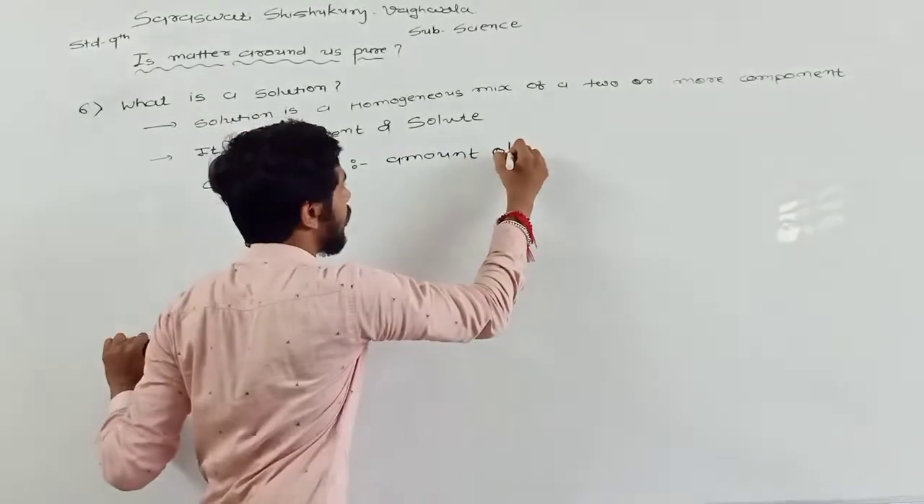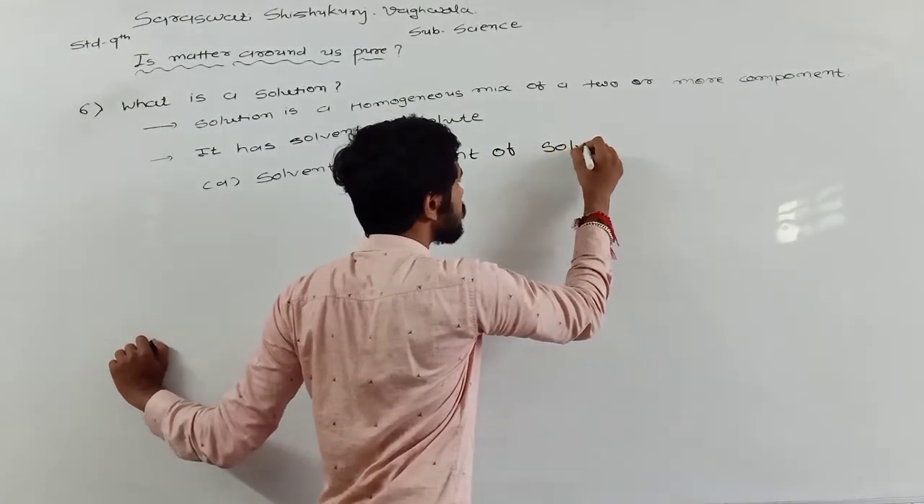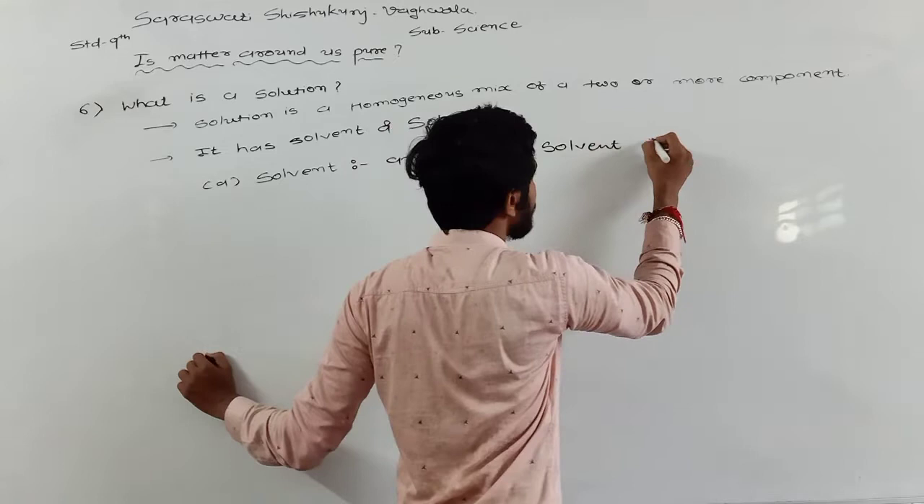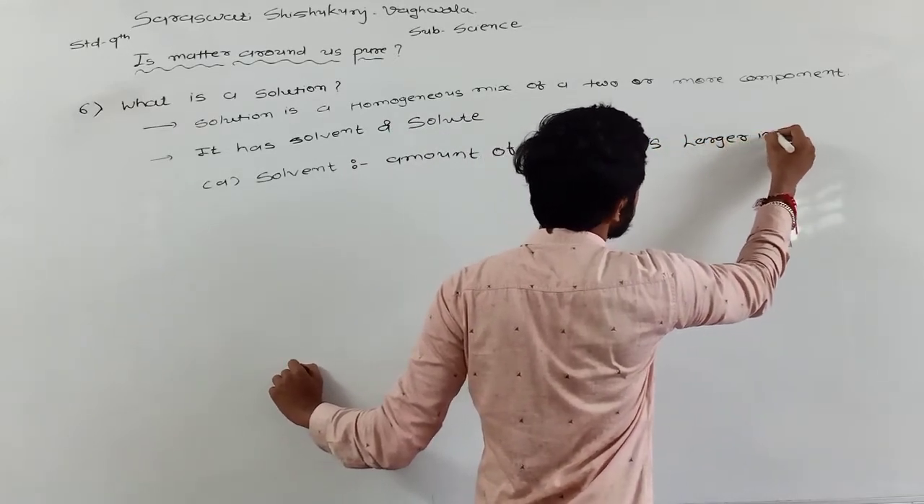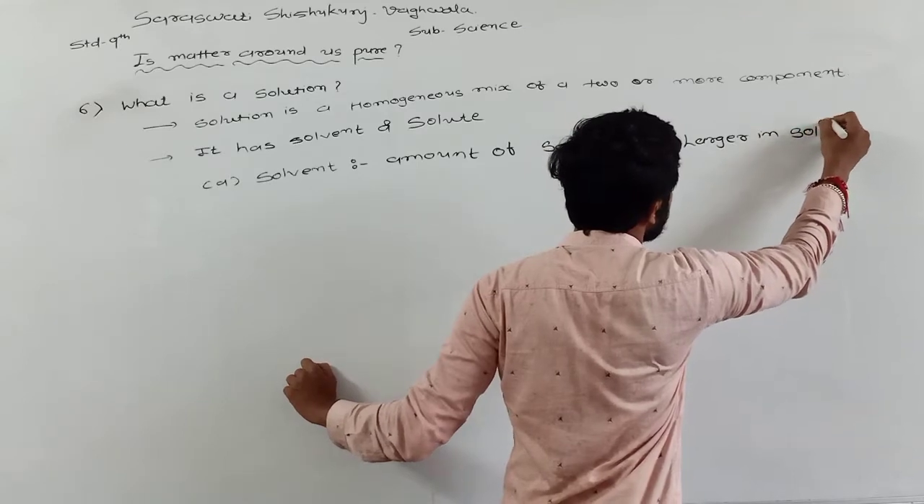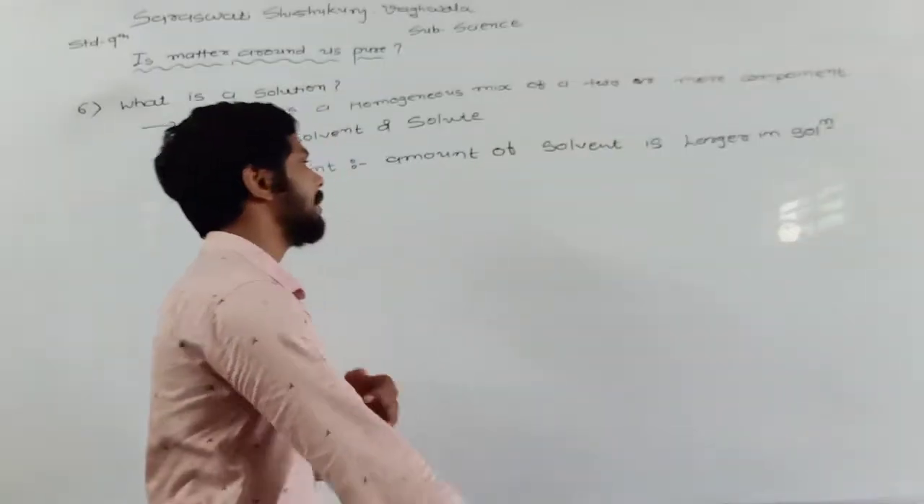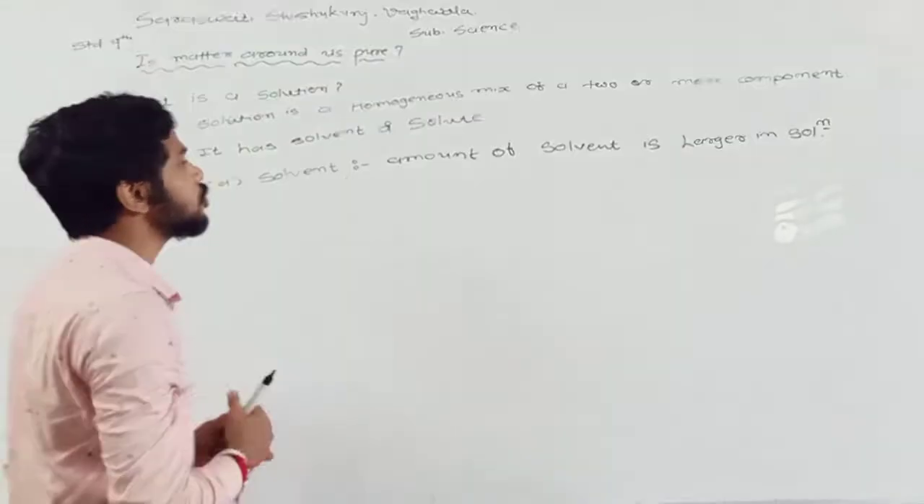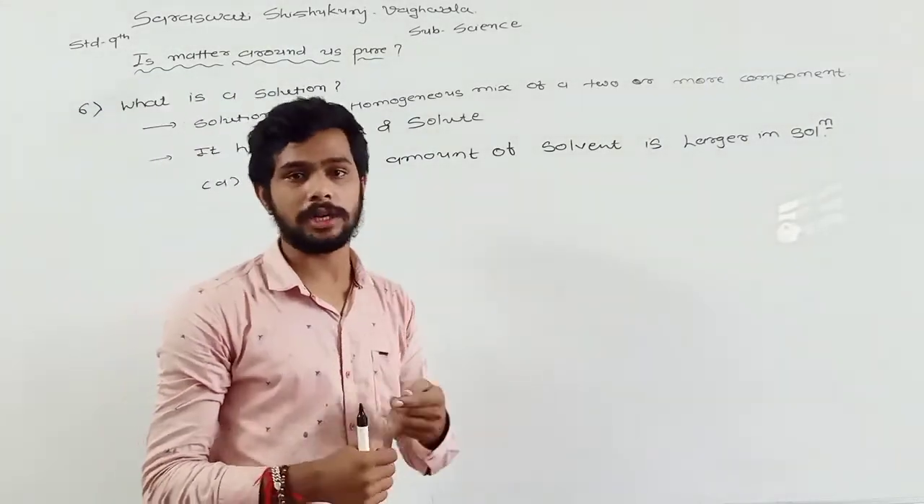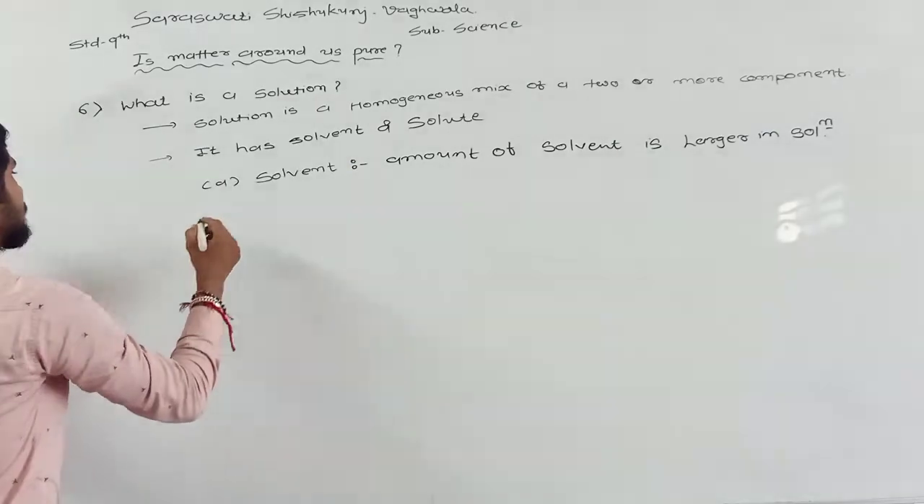Okay, so that is known as the solvent, and the amount of solvent is larger in the solution. That means the amount of solvent in a solution is larger, and the second component is the solute.